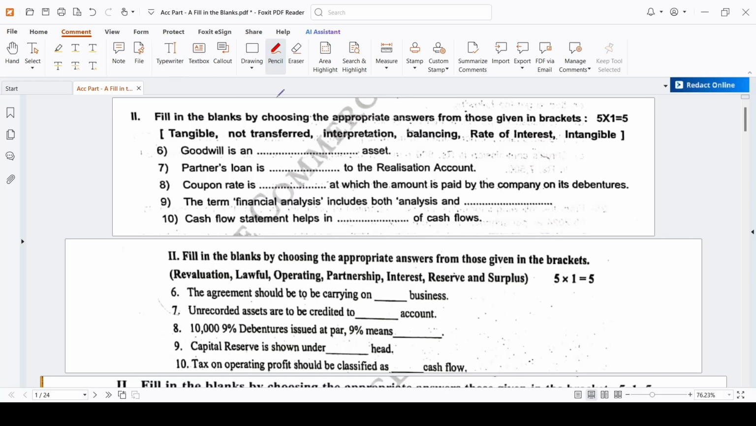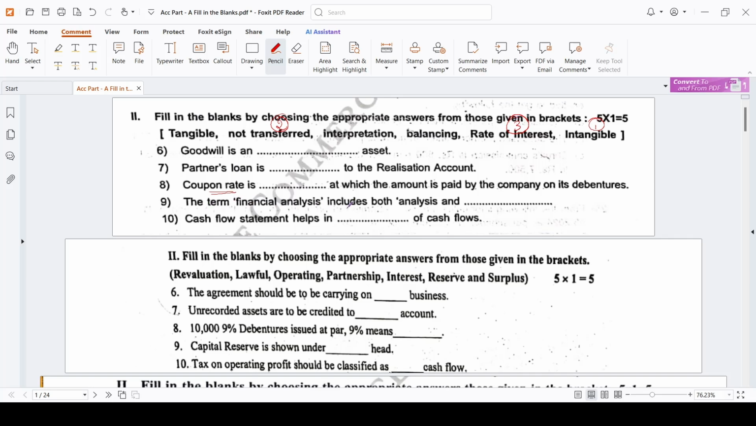Goodwill is an dash asset. Goodwill is an intangible asset. Partner's loan is dash to the realization account. Partner's loan is not transferred to the realization account. Coupon rate is dash at which the amount is paid. Coupon rate is nothing but an interest rate. So it is rate of interest.